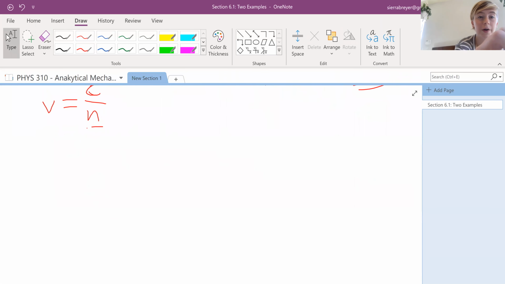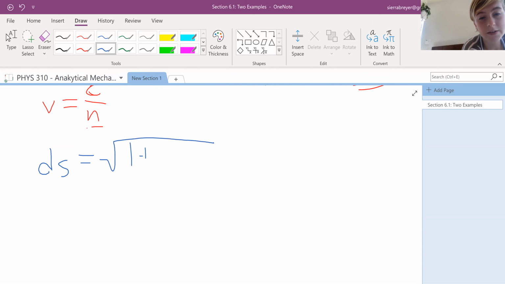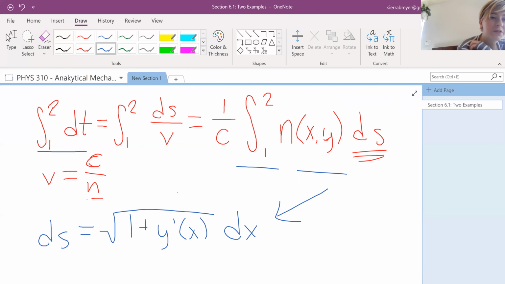So in order to do that, we're going to pull out from the first example, this ds equals the square root of 1 plus y prime of x squared dx. And using that in this, we're just going to plug it in so that this total time is going to be equal to this with that substituted into it. So I'm just going to write that out for y'all.